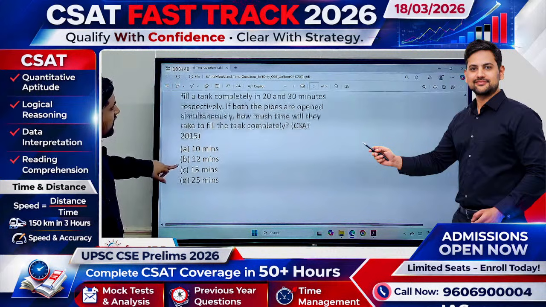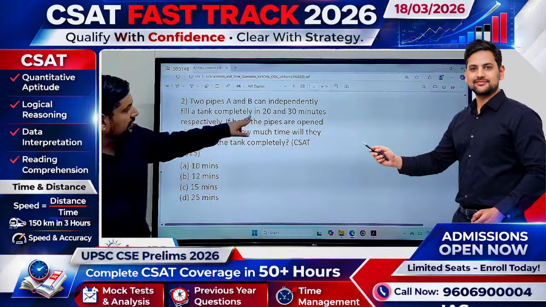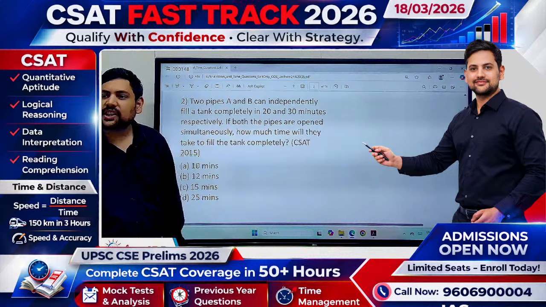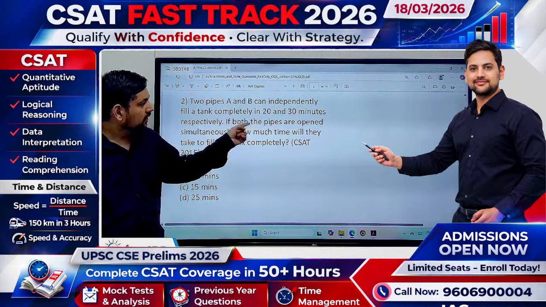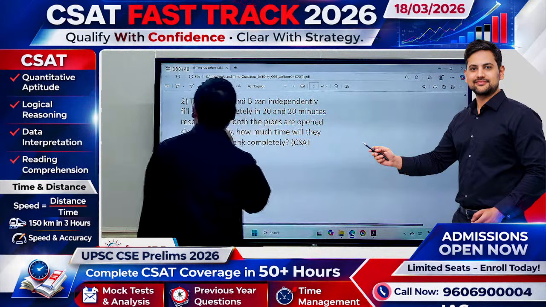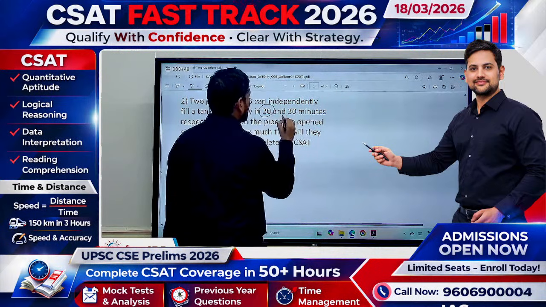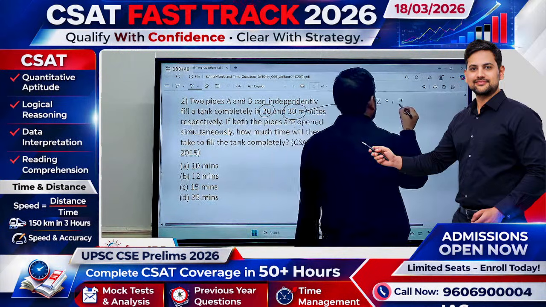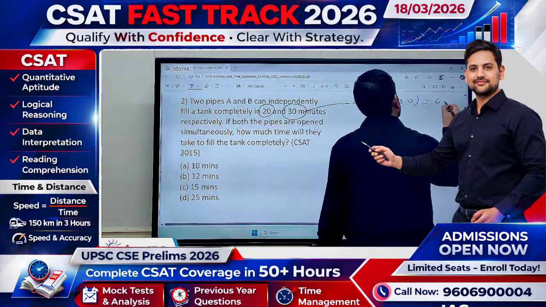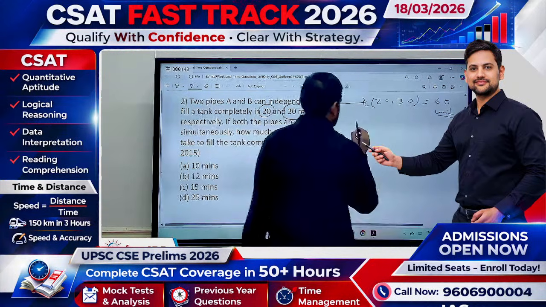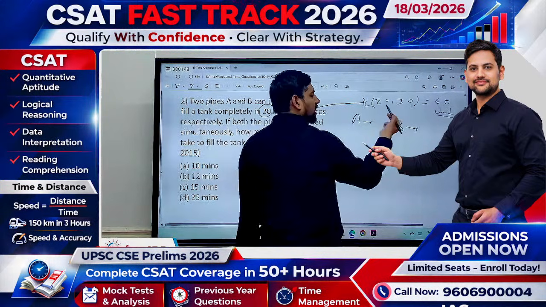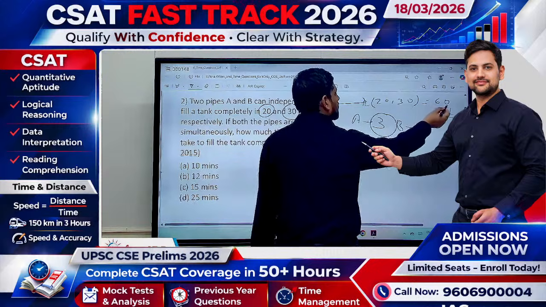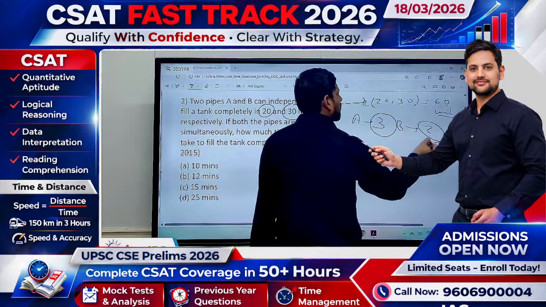Then this was asked in CSAT 2015. 20 and 30, you will take the LCM. How much will it be? 60. Now efficiencies, what will be their efficiencies? Let me do it. 20, 30, LCM. What you get? 60. 60 is the total unit of work. Then A and B, what are their efficiencies? 60 by 20 is 3, 60 by 30 is 2.